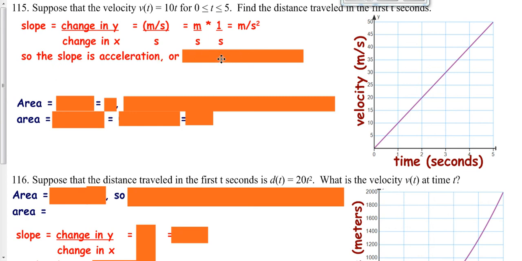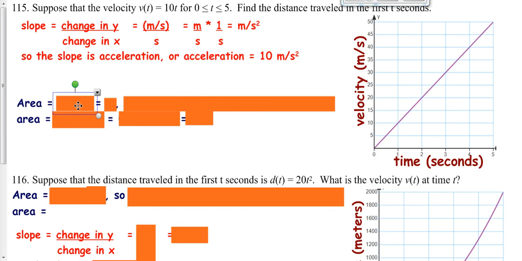So in the context of this problem, our acceleration is our slope, so our acceleration is the slope of 10 with the units of meters per second squared. However, that wasn't what we were looking for in this problem. We were looking for distance. So let's look at area.